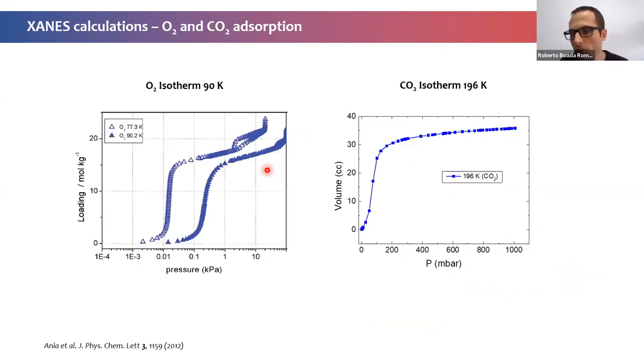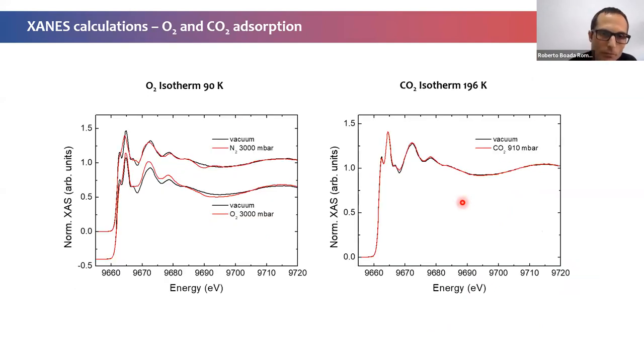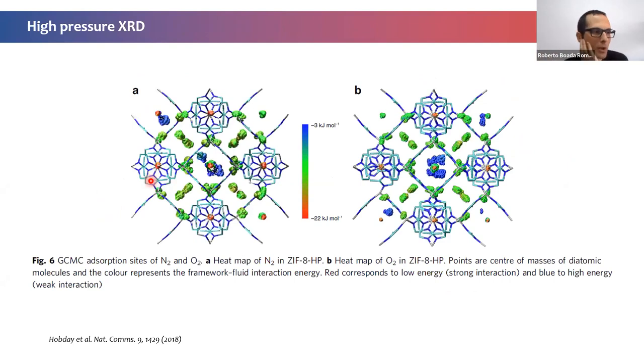But what happened when we expand this study to all the gases, so oxygen, CO2? We see that there is this double step, which is an indication of this gate opening phenomenon, in the oxygen, but there is none in the CO2. When we did the experiment, we found a similar case for nitrogen and oxygen, we did see similar spectral changes, but we didn't see anything for CO2 at the kind of pressure and temperature that we were reaching. So we could see similar behavior for the oxygen, but not for the CO2.